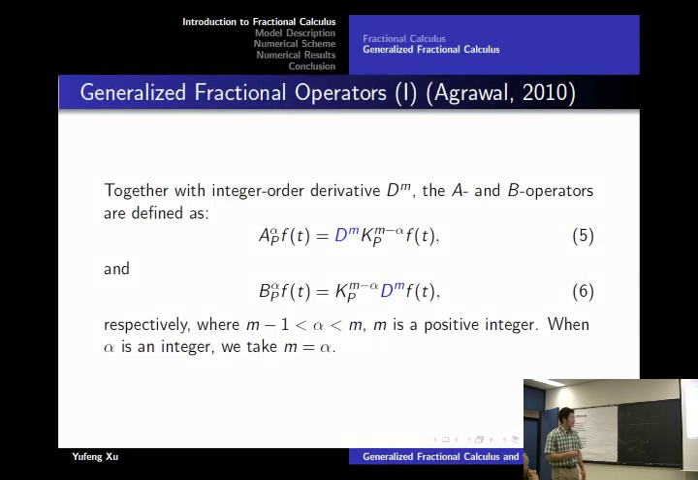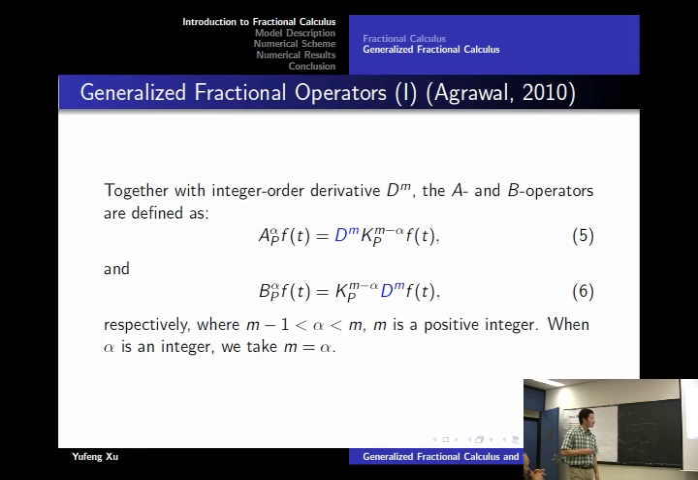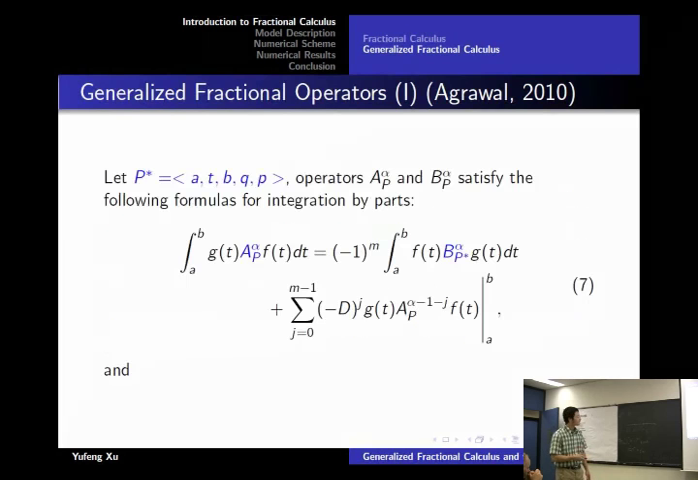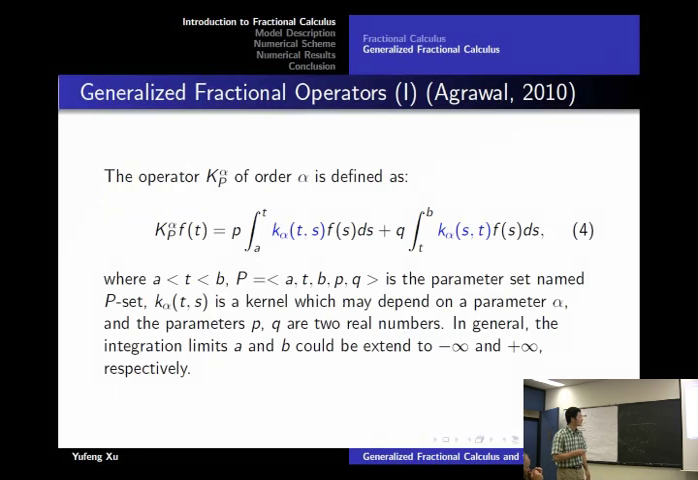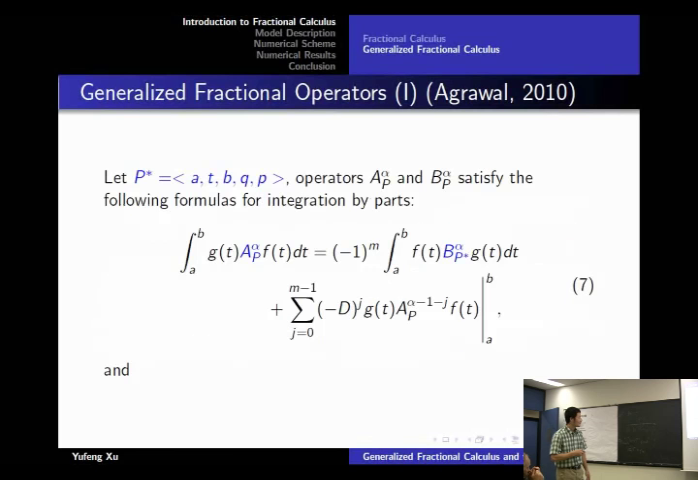Now we can take advantage of the K operator and the classical integral and derivative, and we can define the A operator and the B operator. The A operator is nothing but the extension of the Riemann-Liouville derivative, and the B operator is nothing but the extension of the Caputo derivative. We first do the integration, then the derivative; or we do the derivative first, then the integration. So we just extend everything in a similar way. And then P star is another set. We say that the P set equals A, T, B, P, Q, and P star equals A, T, B, Q, P. We just change the order.